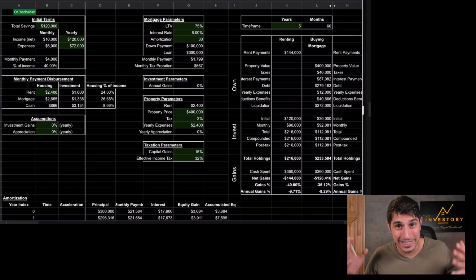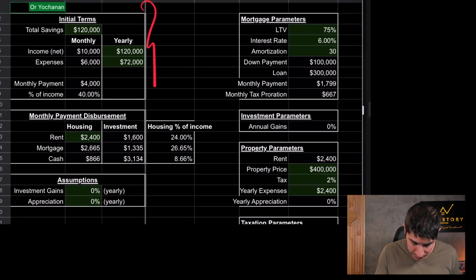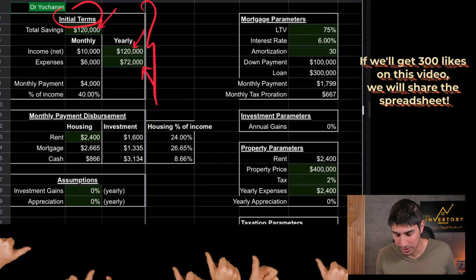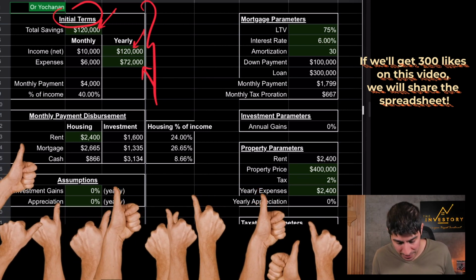All right, we are in the spreadsheet and now we're going to look at it and understand what's going on. And I know there are a lot of numbers here, but bear with me. On the left-hand side, we have the initial terms, what we are bringing to the table. So we have the savings, we have the monthly income net, and we have the yearly income net, I wish it was monthly, and the yearly expenses.